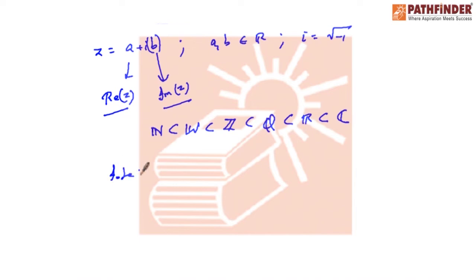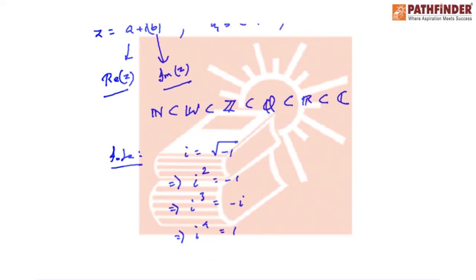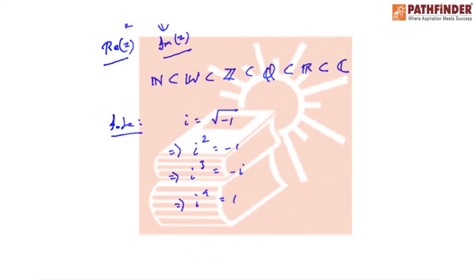Iota is a very interesting and important quantity to be kept in mind. Iota is equal to square root over minus 1. As you can clearly see, iota squared is minus 1, iota cube is minus iota, iota power 4 is 1, iota power 5 gets back to being iota. So it follows a cyclicity property of power or period 4.